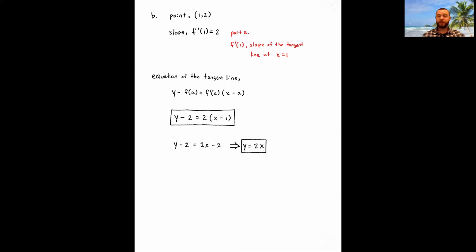So both of those are completely valid. The two versions here are the equation for the line written in point slope form, and then y equals 2x, y equals mx plus b form, that's slope intercept form. Both are completely valid and full credit.